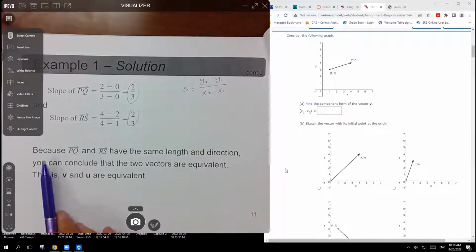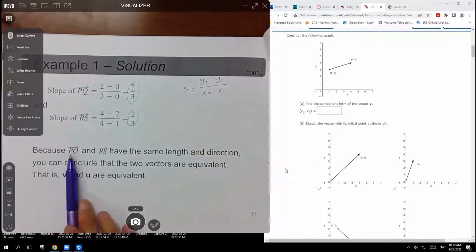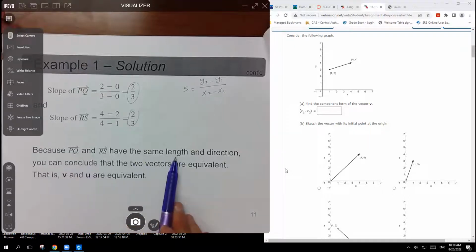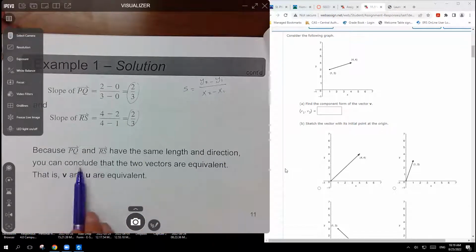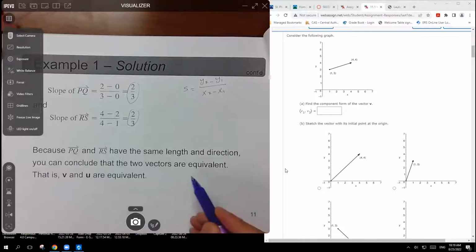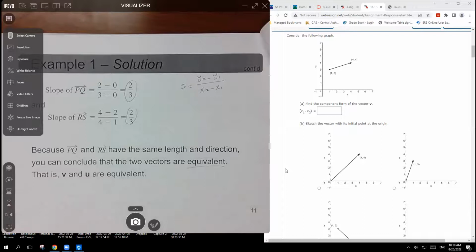Then you see, this is the conclusion. Because PQ and RS have the same length and direction, you can conclude that these two vectors are equivalent. So now, keep in your mind, what's the meaning of the vector? It's a distance between 2 points. That's why they can use it with physics. They're working with vectors, but they don't know it's a vector. They just say this is the distance between 2 points. But in fact, it's a vector. The vector is the distance between 2 points.